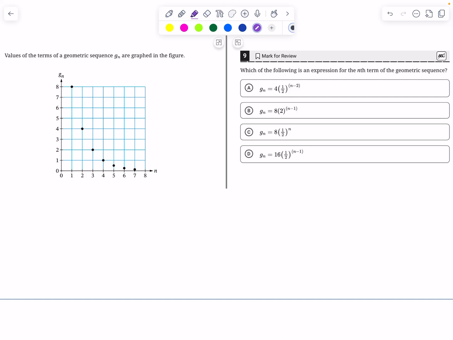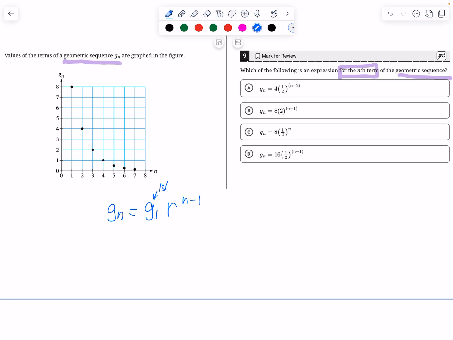Values of the terms of a geometric sequence G sub n are graphed in the figure. Which of the following is an expression for the nth term of the geometric sequence? So we should memorize the geometric sequence formula, which is G sub n equals the first term, G sub 1, times the common ratio to the n minus 1.